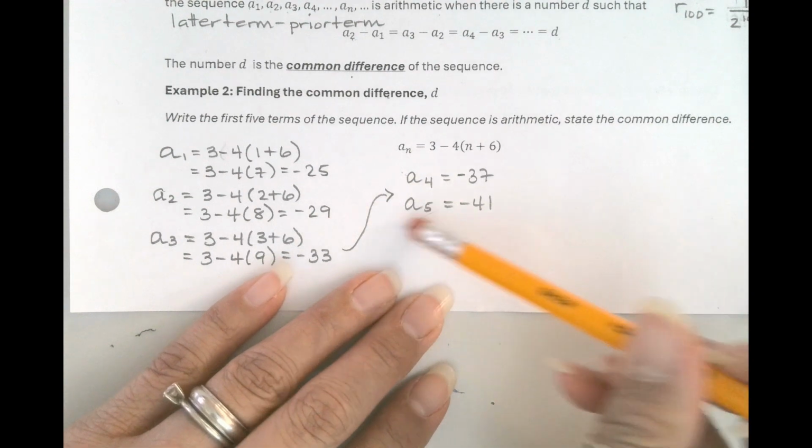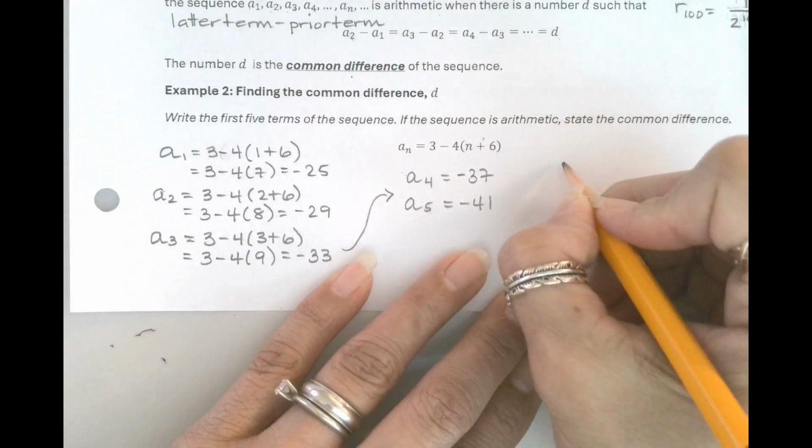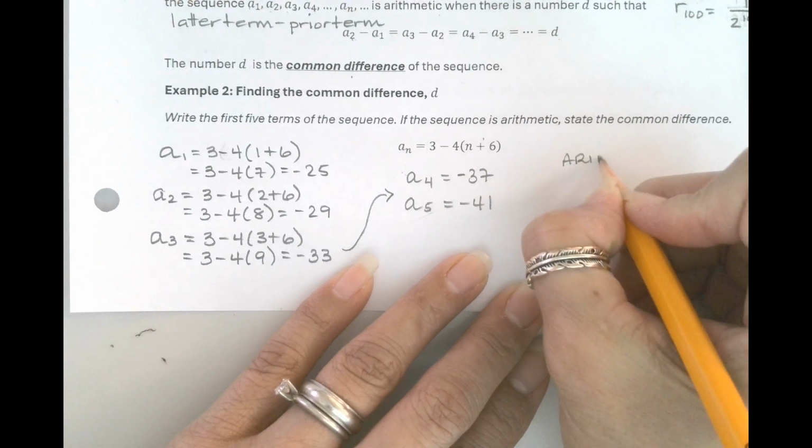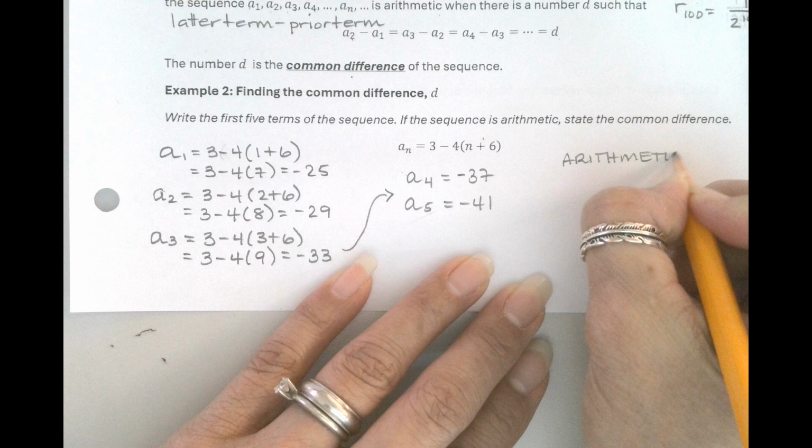Because of that pattern of consistently decreasing by 4, I was able to determine that yes, the sequence is arithmetic because my common difference was a 4 but decreasing. So I need to make sure I stipulate that by putting a negative in front of my 4. Okay.